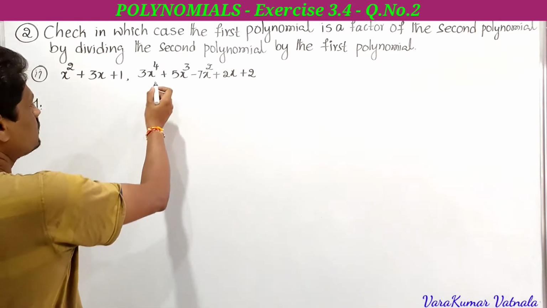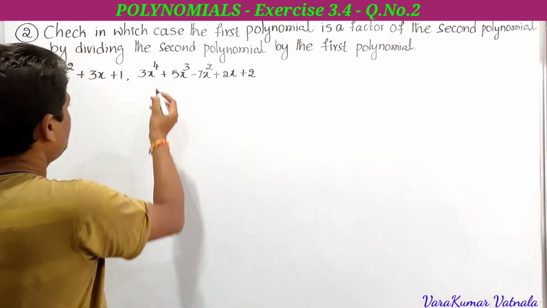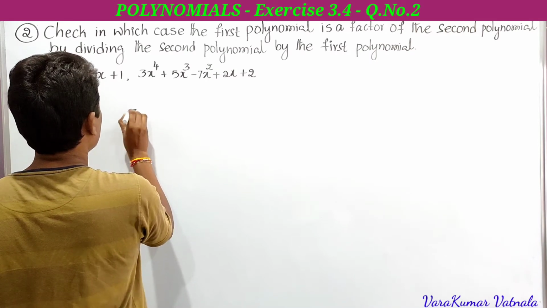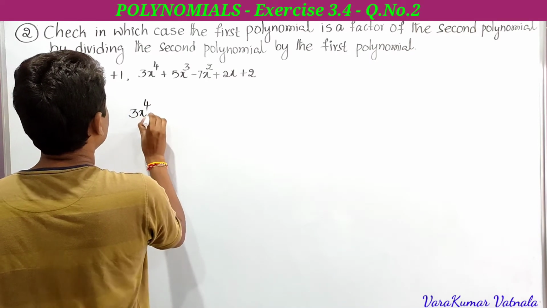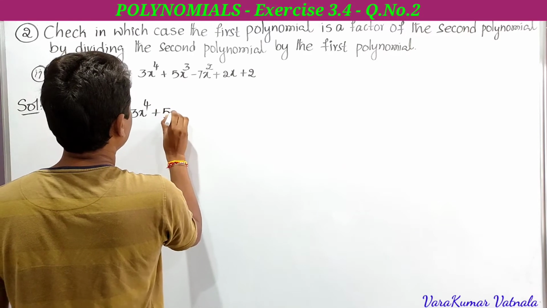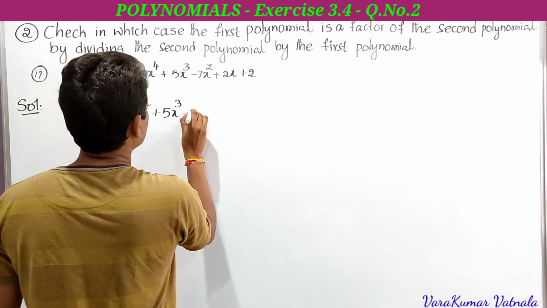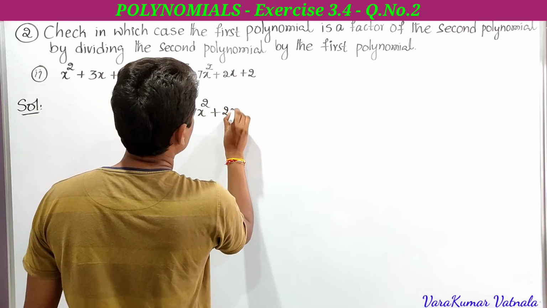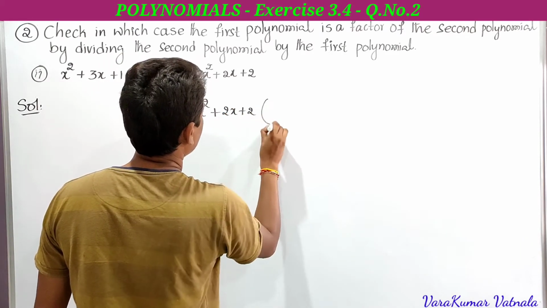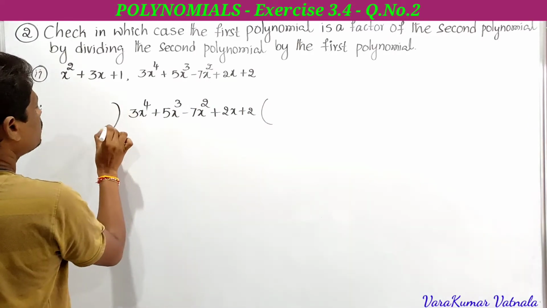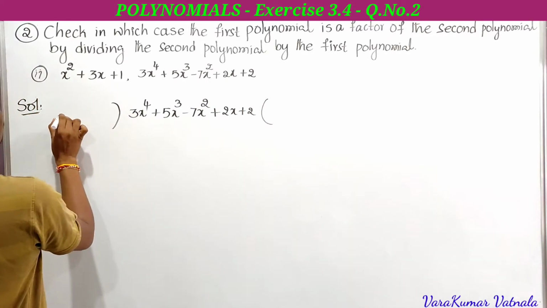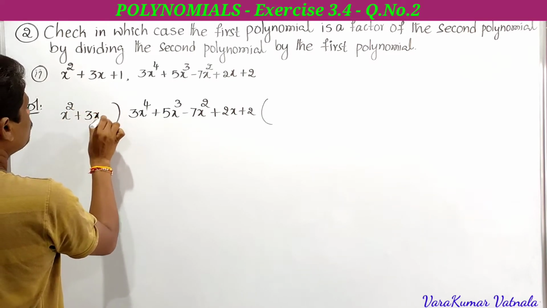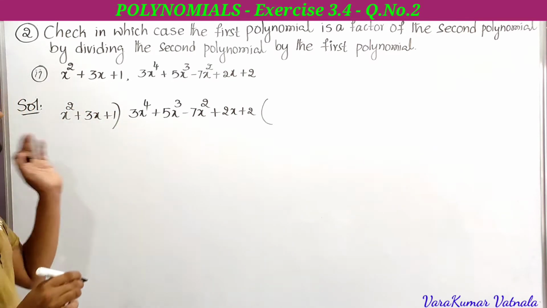First, write the second polynomial as the dividend. Here the second polynomial is 3x to the power 4 plus 5x cube minus 7x square plus 2x plus 2. Write it as the dividend. Write the first polynomial as the divisor, that is x square plus 3x plus 1.